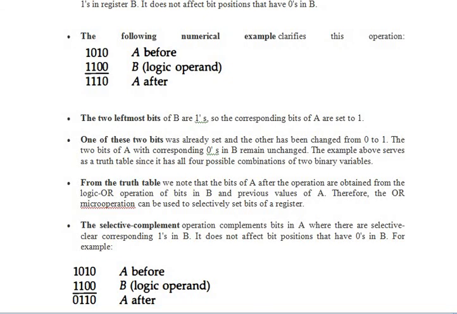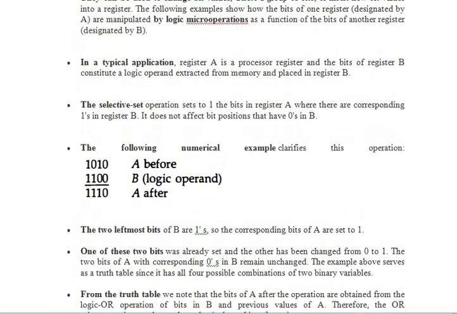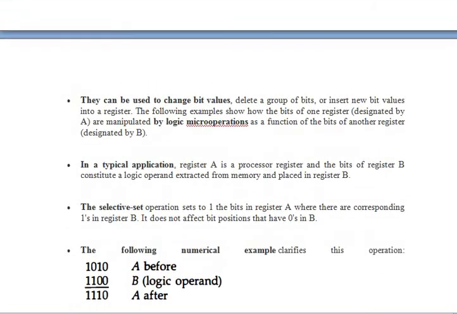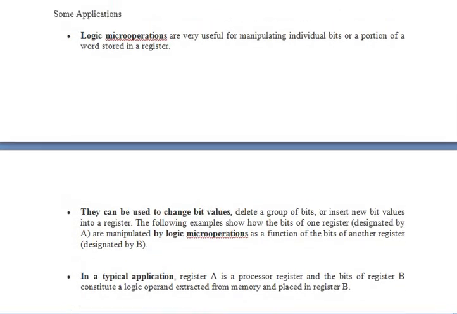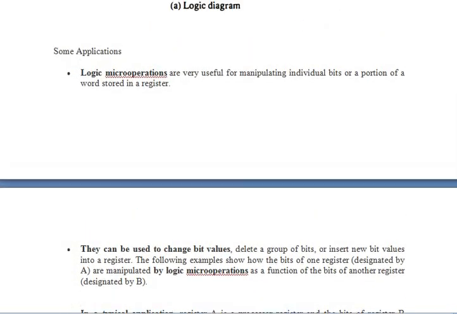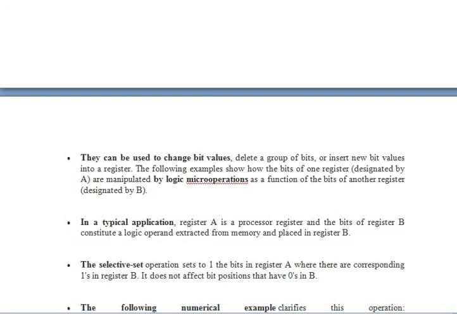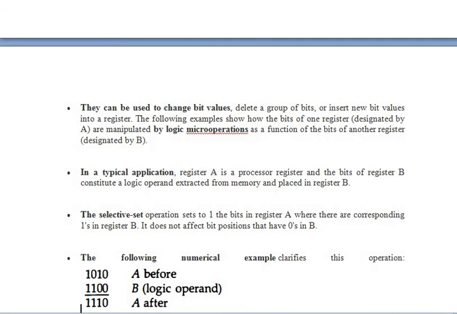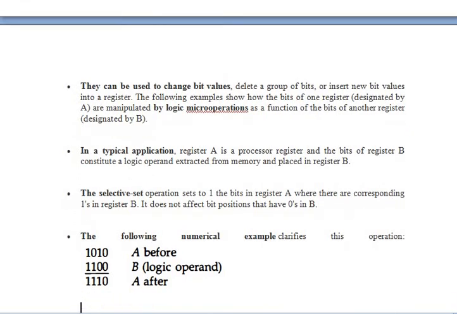Okay, we will see that. These are the explanations for those things. Some applications of logic micro operations manipulate individual bits or a portion of a word stored in a register. They can be used to change bit values, delete a group of bits, or insert new bit values into a register. Okay, we will see that example.